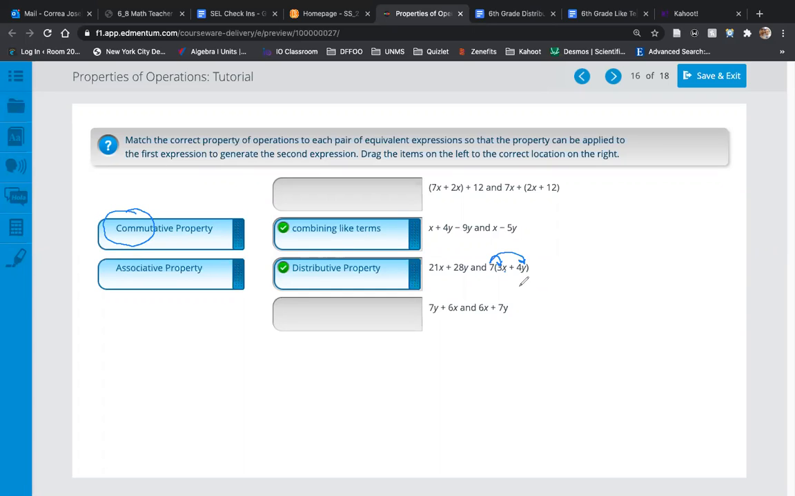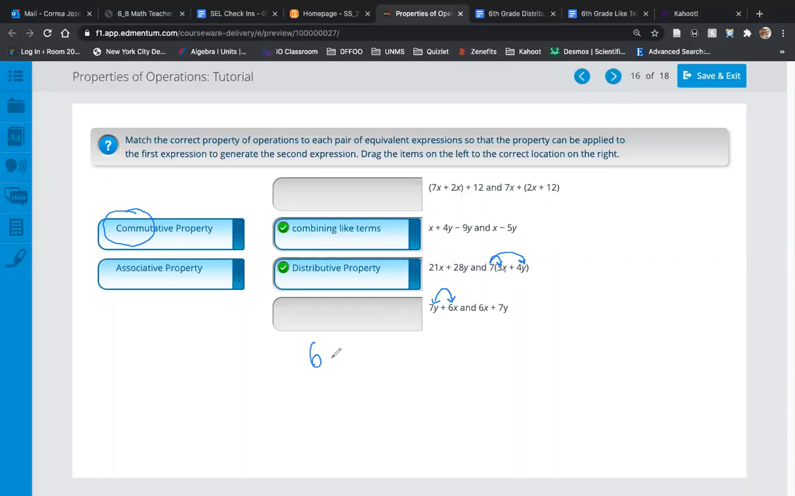Correct, Alice, right? If we look at number 4, number 4 has 7y plus 6x, so the y is first followed by the x. And then this one over here, the 6x is first followed by the 7y. So basically what happened is the x's and y's switched places, right? That's an example of the commutative property, right? And this works with addition.